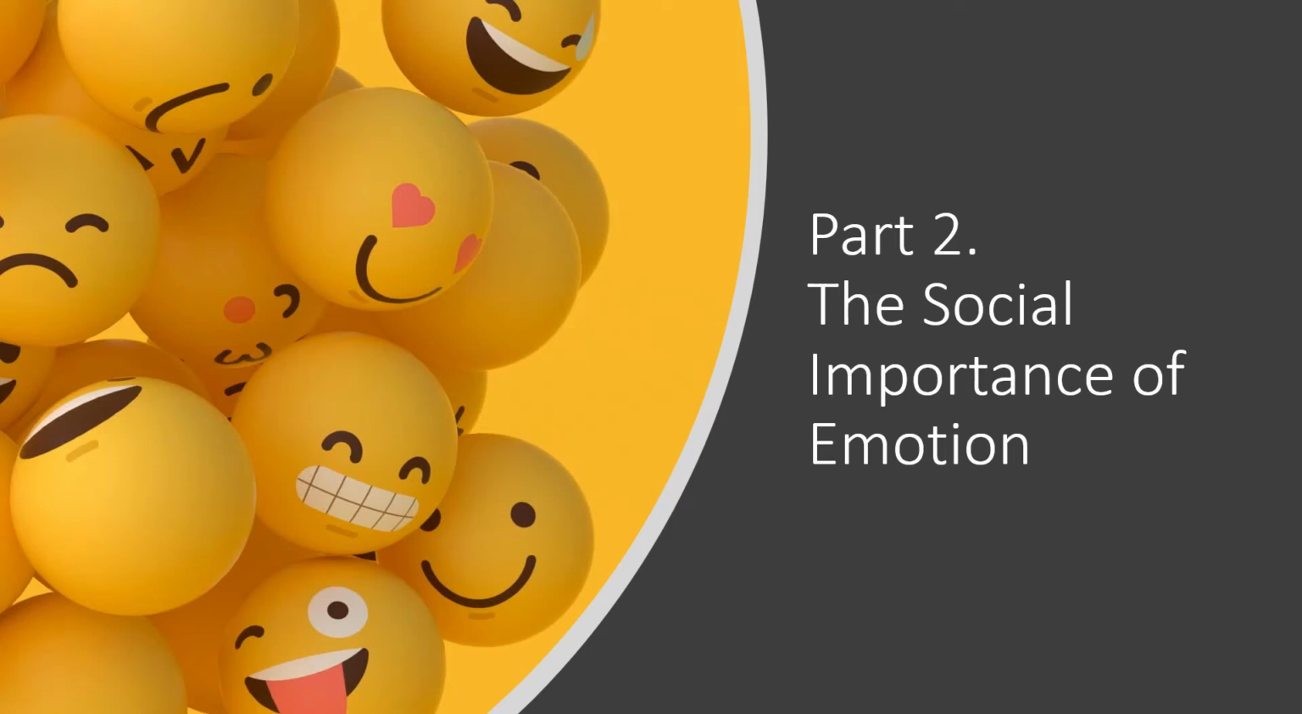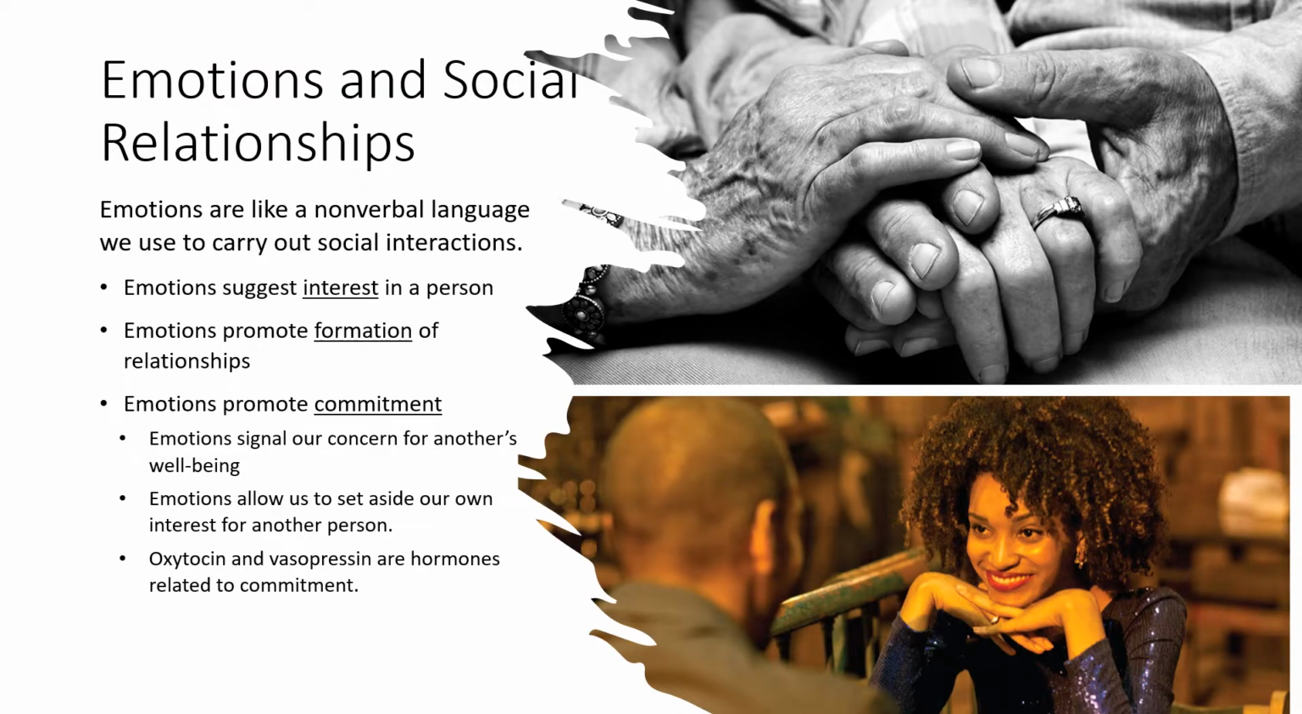So part 2 is the social importance of emotion. Emotions are like a nonverbal language we use to carry out our social interactions. So emotional expression, catching someone's eyes across the room when you're sharing a joke, or sympathizing with somebody when they're experiencing something difficult. These are expressed in our faces, and these sorts of things are like the glue of bonding in society.